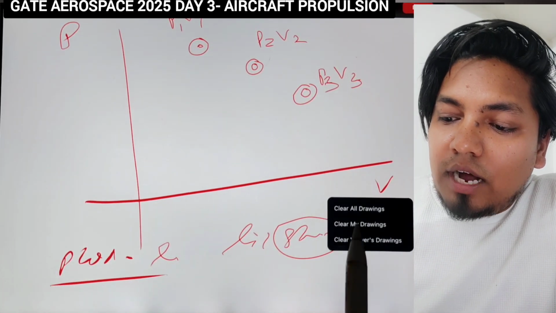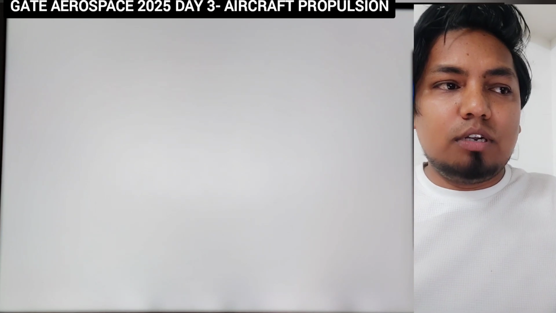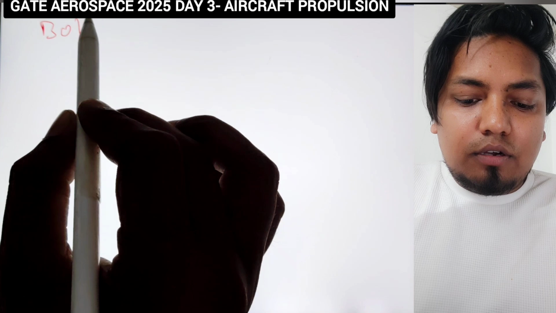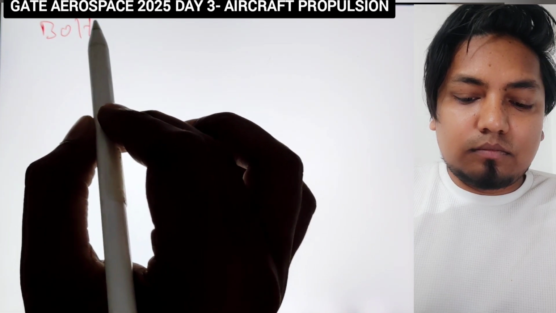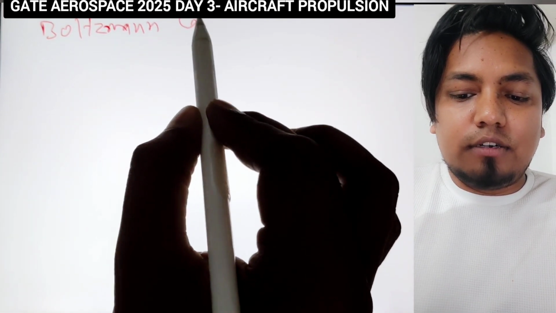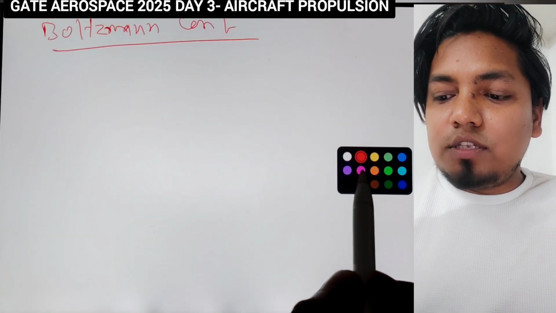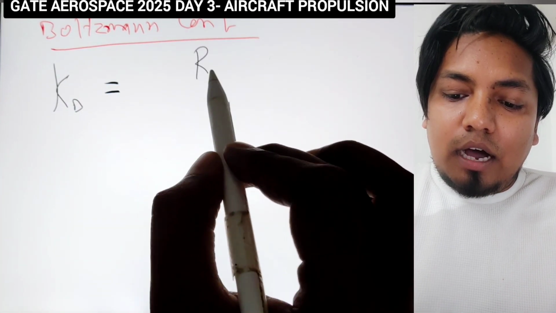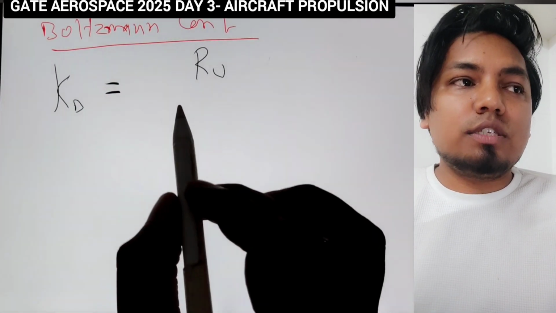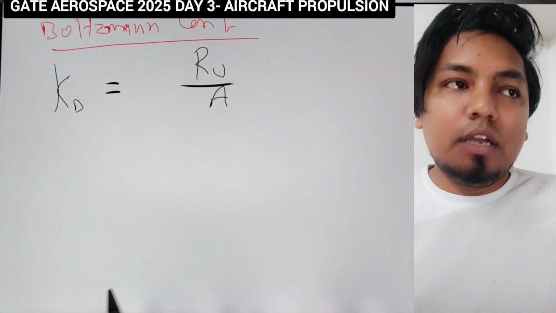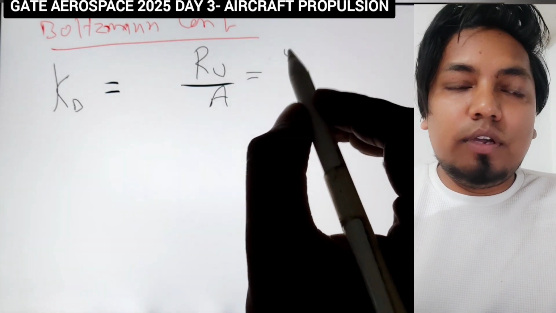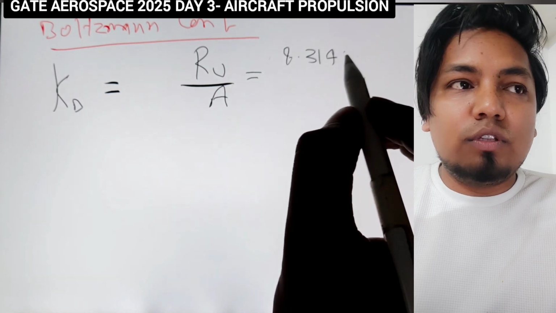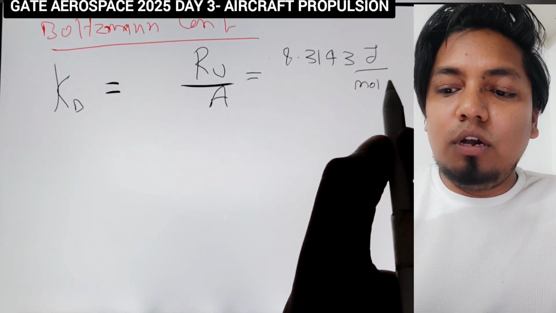Now see, I am going to give you some more basics about temperature. You should know about something called the Boltzmann constant. Kb is the symbol for the Boltzmann constant, and its value is the universal gas constant R divided by the Avogadro number. We know that the universal gas constant value is 8.3143 joule per mole Kelvin.